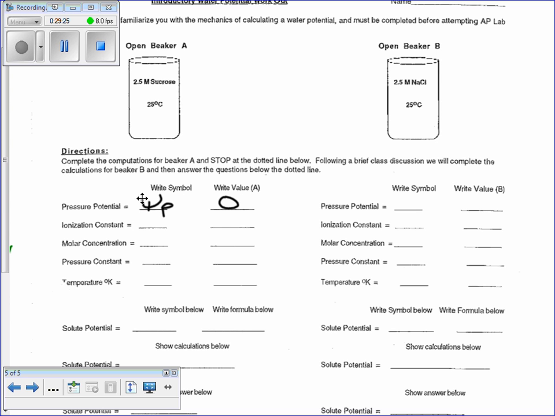Then we have an ionization constant. Sucrose is going to ionize into how many molecules? 1. That's I, and that would be 1, because sucrose is a polar molecule, so it's not going to ionize. Molar concentration is what? In this case, it's 2.5. That's what it says in the beaker, 2.5 molar sucrose. Pressure constant is a given, that's 0.0831. Temperature in this case would be 25 plus 273, which would be 298 degrees Kelvin.